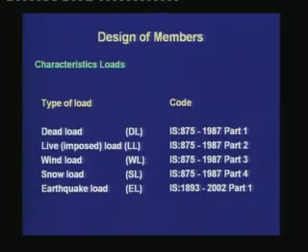The first is IS 875-1987, and next is IS 1893-2002. The several types of loads are given in these codes as follows. The dead load, which is represented as DL, is given in IS 875 part 1. The live load, which is also sometimes referred to as the imposed load, is given in IS 875 part 2.